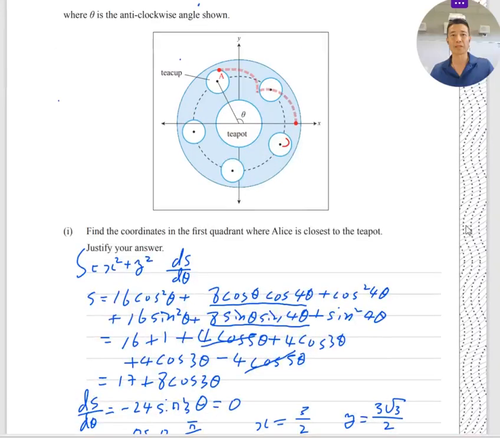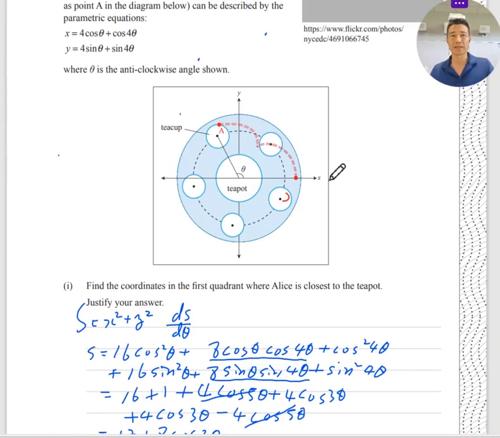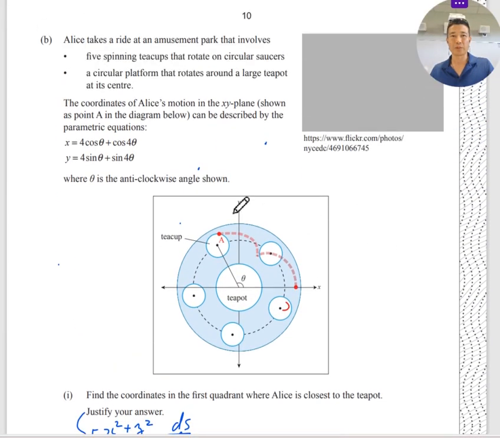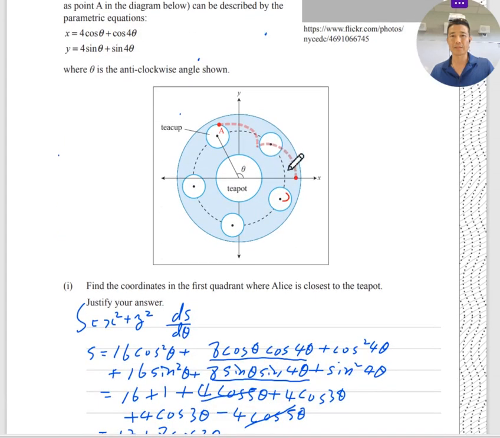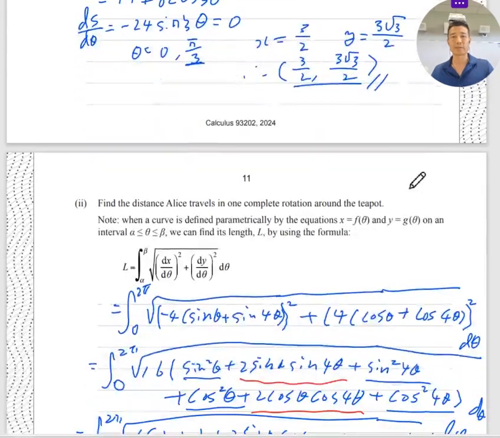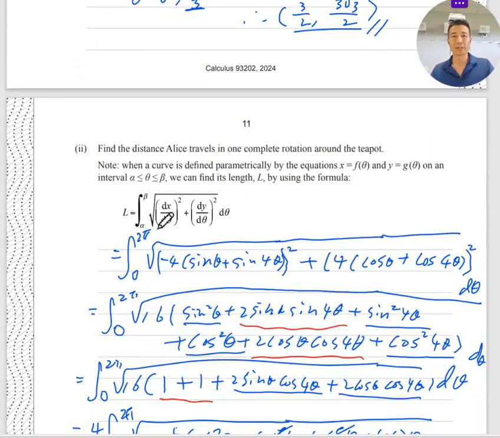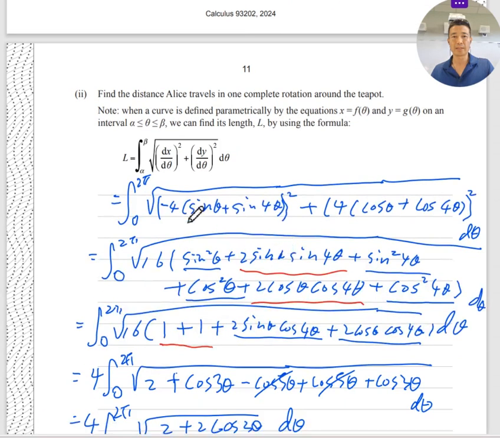I will show you question 1. But this is the teapot. If you solve question B1, you would know dx/dθ and dy/dθ, right? So the distance, this is the red one, that's what we are finding. So you plug dx/dθ and dy/dθ in, and I factorized by 16.